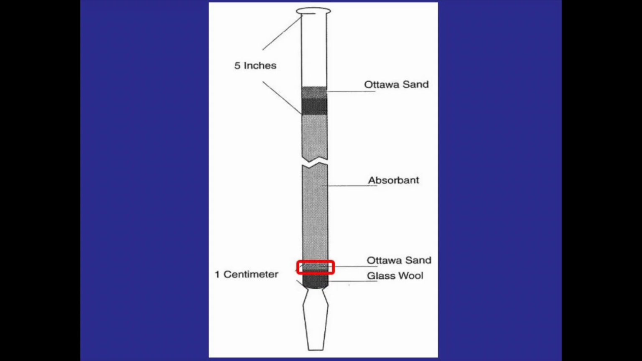Then place some Ottawa sand on top, and then add about 8 to 10 inches of the alumina, on top of which we'll add the product, and then add just a little bit more Ottawa sand so that when we add the solvents, it'll hold the product in place. And from there, we can start eluting the column and separating our two products.